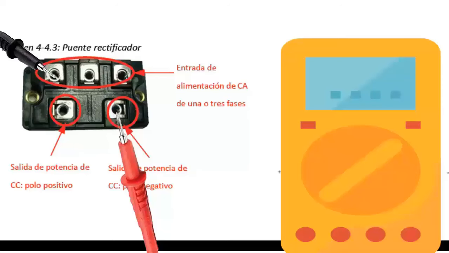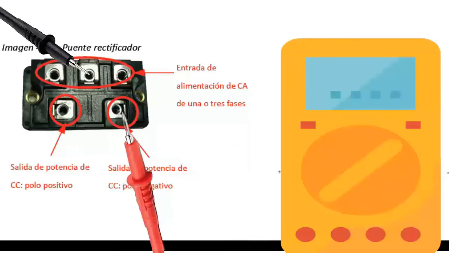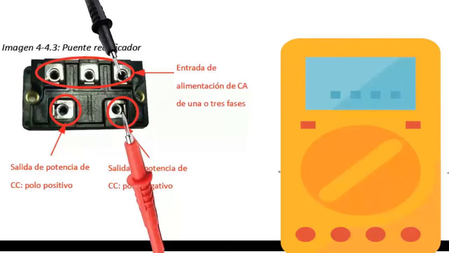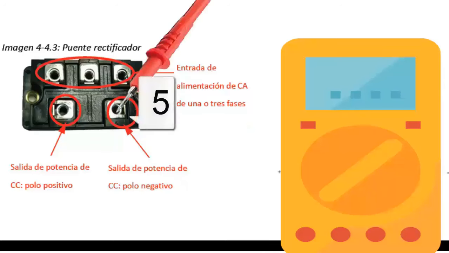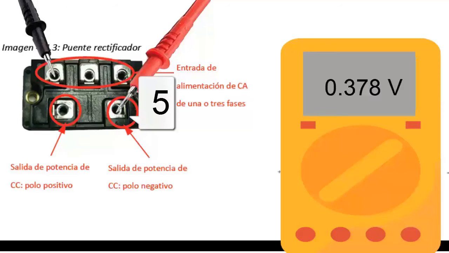You can also use a multimeter in the diode setting. Place the red probe on the negative DC output terminal, terminal 5, and the black probe on the AC power input terminals, terminals 1, 2, and 3, one by one. The voltage between terminal 5 and terminals 1, 2, and 3 should be the same and, in this case, close to 0.378 V. If it measures 0, the rectifier bridge has failed.